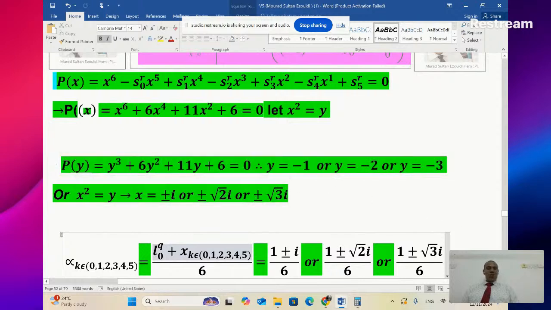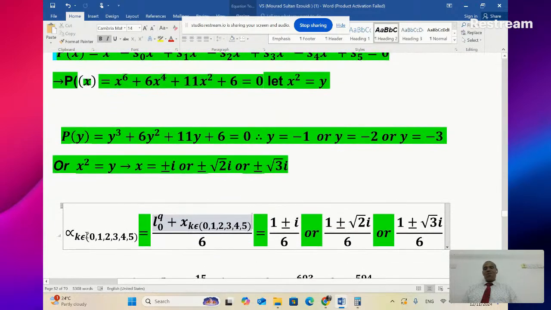Therefore, to conclude, I can now write the roots of my new polynomial to the power 6 that I started with. In fact, it is a0 for the cube plus x roots, plus x subscript k from 0 to 5, the roots. All divided by 6 because the highest power is 6. It will be 1, because a0 of order q is 1. 1 plus or minus i, divided by 6, or 1 plus or minus root of 2i divided by 6, or 1 minus root of 3i divided by 6. So all the roots now are complex numbers.